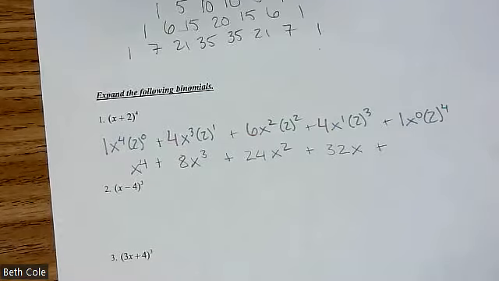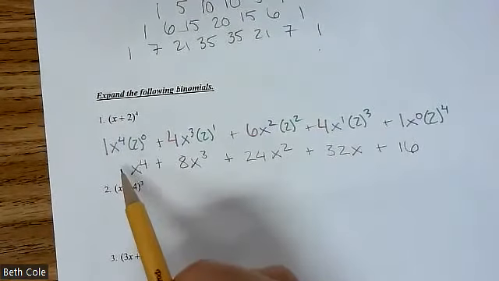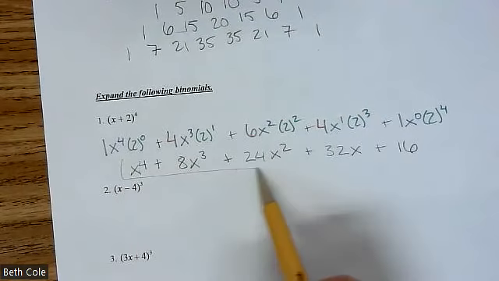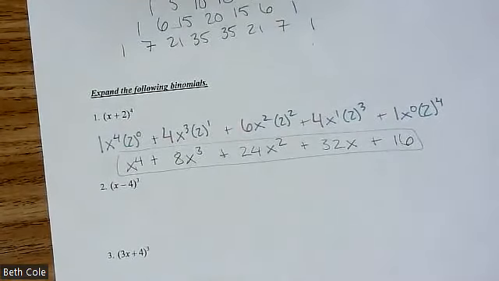2 to the 4th, 2 times 2 times 2 times 2. We overshot it a little bit. That'll just be 16, but this is your answer without having to do a whole bunch of other work.